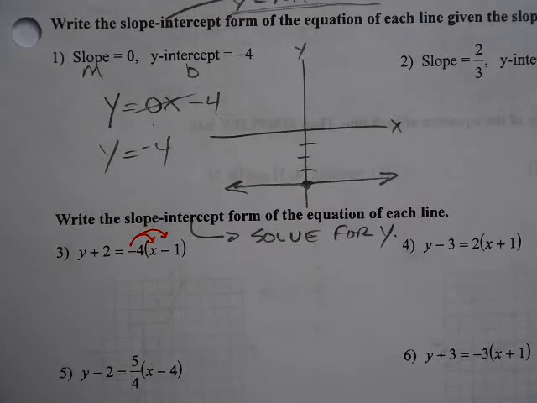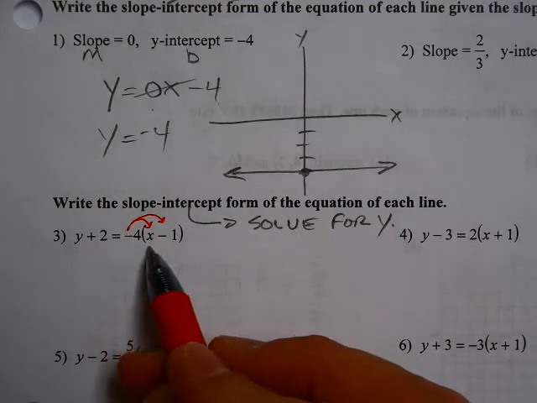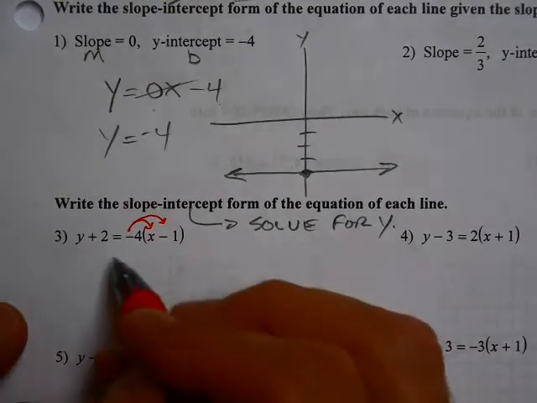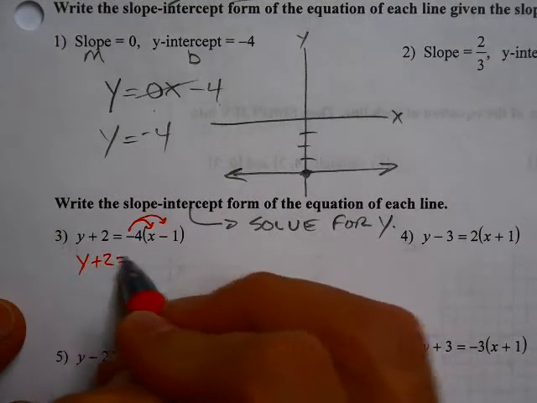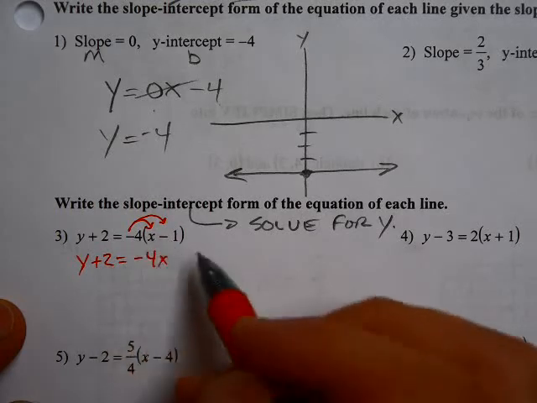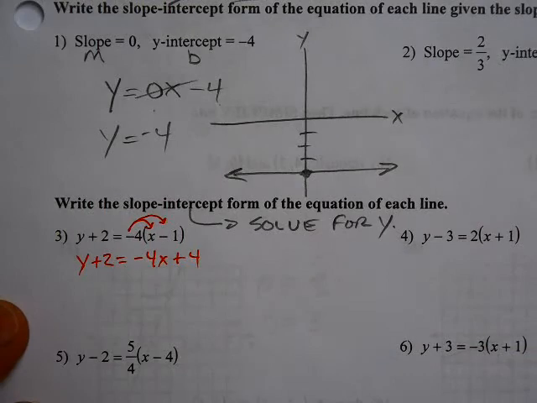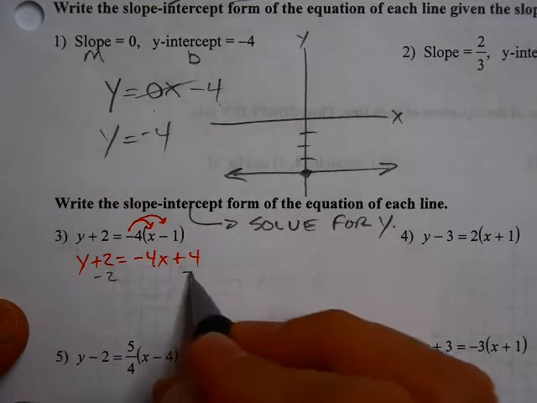The thing that I see students miss out on distributing is they multiply like the -4 times the x, but then they forget the -1. So you got to make sure you multiply times everything in the parentheses. So this is going to be y plus 2 equals -4x, and -4 times -1 would be plus 4, right? And then the only thing I have left to get the y by itself is to subtract 2 from both sides.